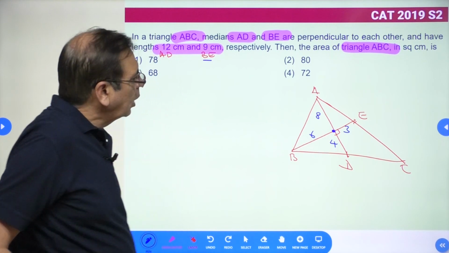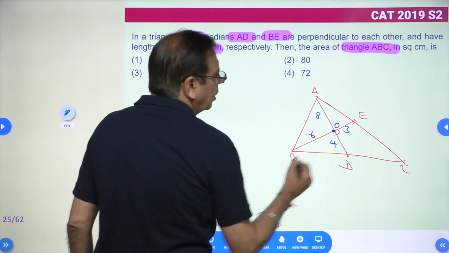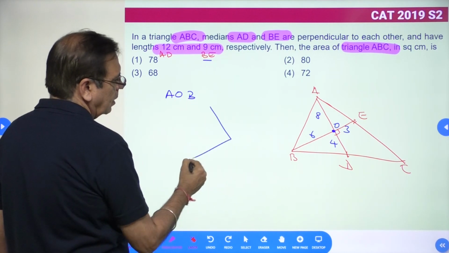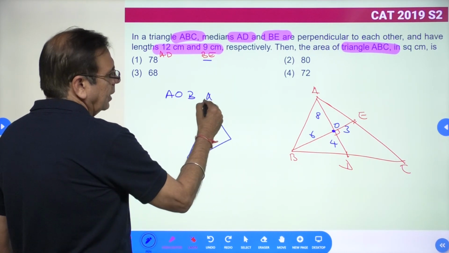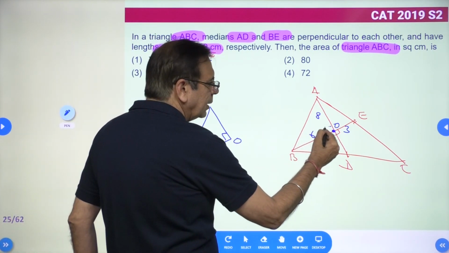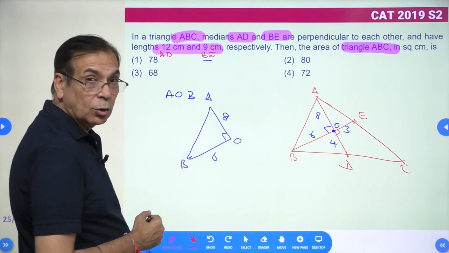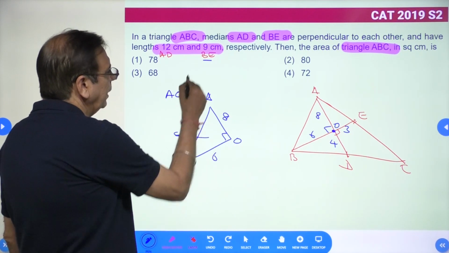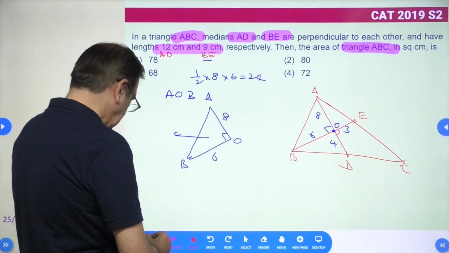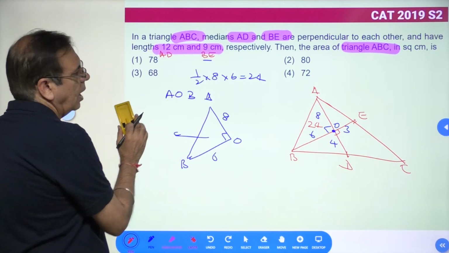Now let us look at this particular triangle. Let me say O. Let me say triangle AOB. This is the triangle AOB. Now this angle has to be 90 degrees because that's what the question has said, that the medians are meeting at 90 degrees. This is 8, this is 6, this is the hypotenuse. What will be the area of this triangle? This triangle will be half into 8 into 6, which is equal to 24. So the area of this particular triangle is going to be 24.